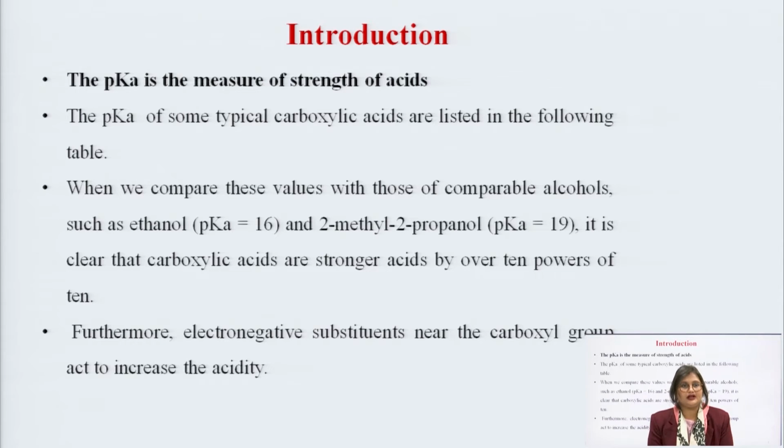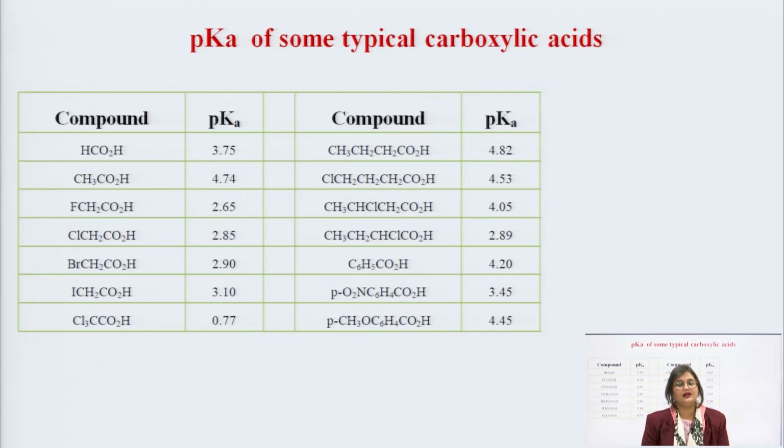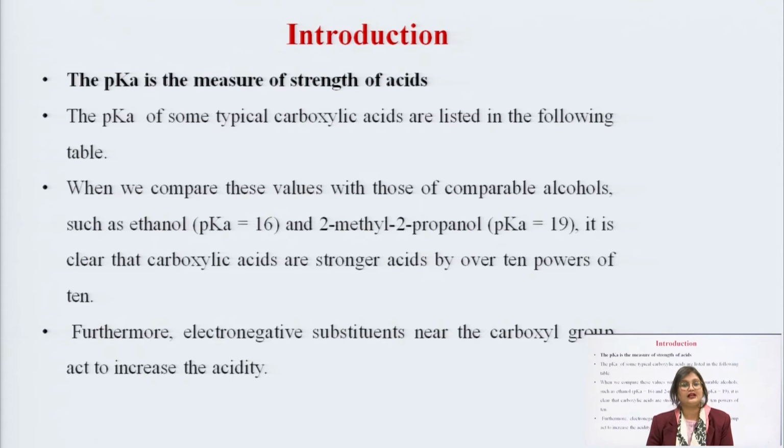Furthermore, electronegative substituents near the carboxylic group also increase the stability, hence increasing the acidity. So, presence of electronegative substituents or an electron withdrawing group increases acidity. Here I have listed down the pKa of some typical carboxylic acids. What is this pKa value? It is the measure of strength of an acid.